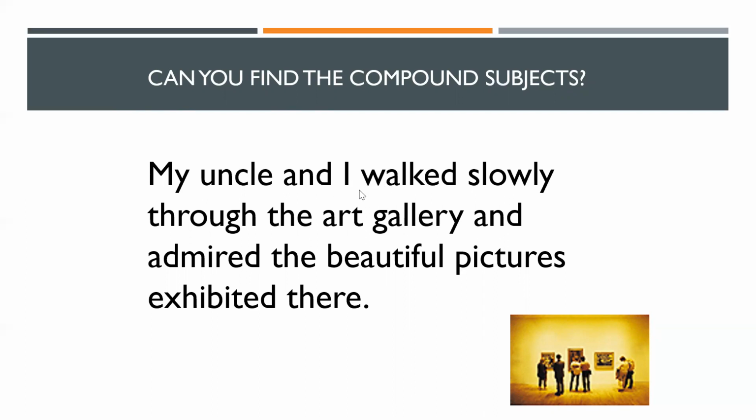And then the predicates are, the first one is walked. And then slowly is not a predicate because this one is ly, so it means that it is an adverb. Through the art gallery and admired, admired means that it is also the verb, right? Mengagumi. The beautiful pictures exhibited there. So we have two subjects, my uncle and I, and then two predicates, walked and admired. Okay, next slide.